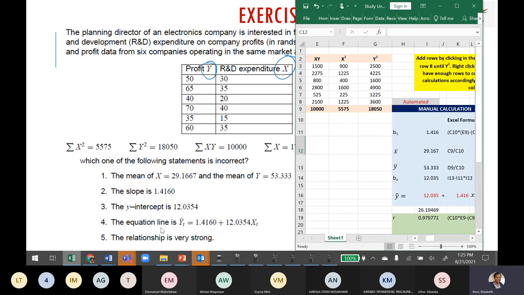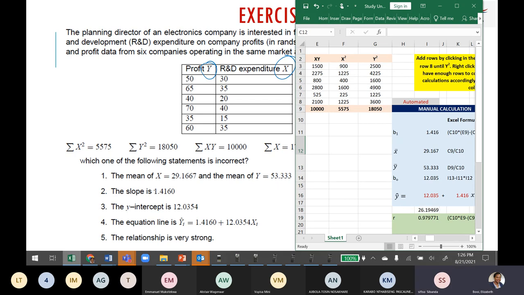Okay, so in order for us to answer these questions, we can look at the output there. The first one says the mean of X is 29. Is that correct? That is correct, yes. The mean of X is 29.1667. The mean of Y is 53.33. That's correct, yes. It's exactly the same.